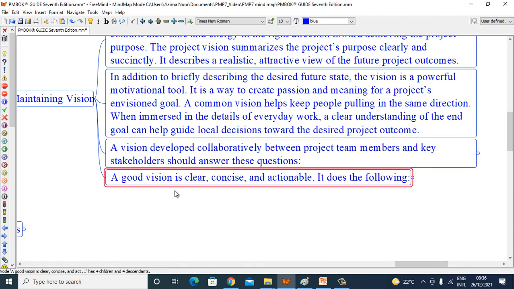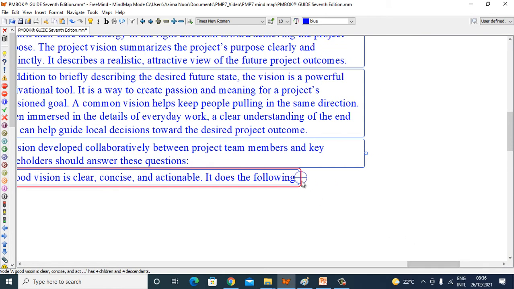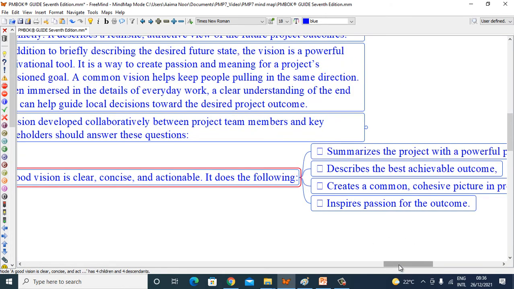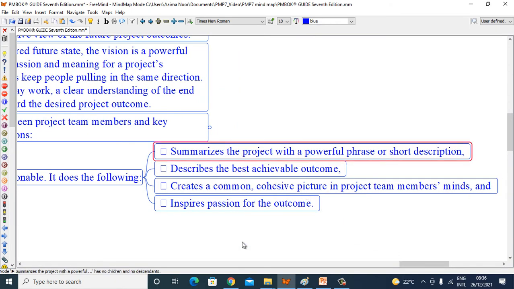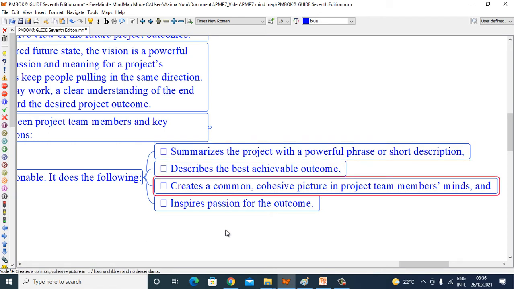A good vision is clear, concise, and actionable. It does the following: summarizes the project with a powerful phrase or short description, describes the best achievable outcome, and creates a common cohesive picture in project team members' minds and inspires passion for the outcome.